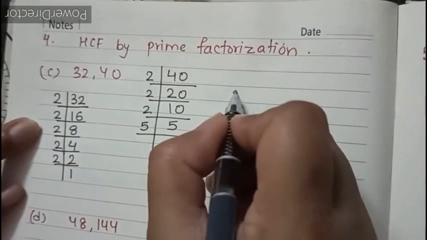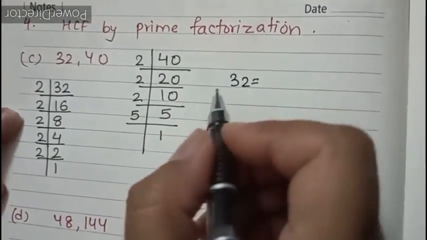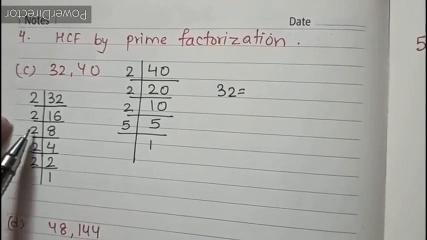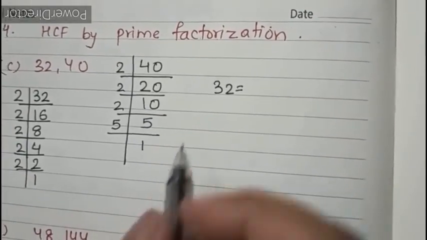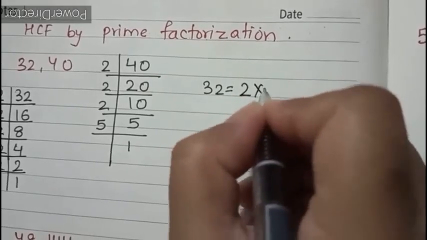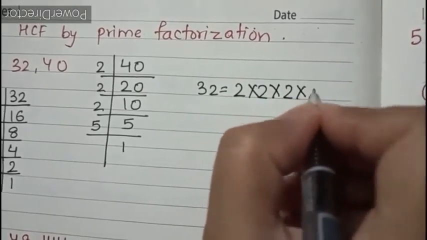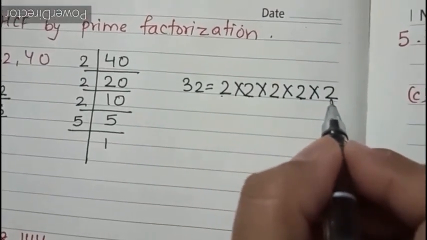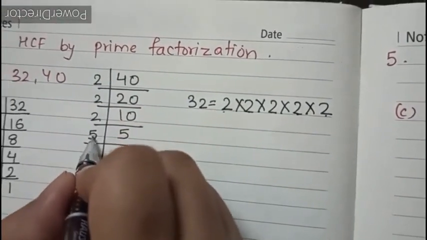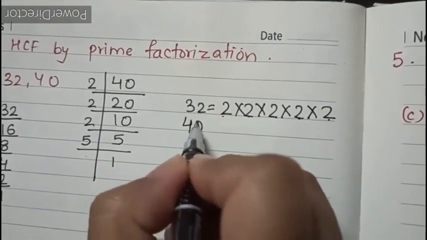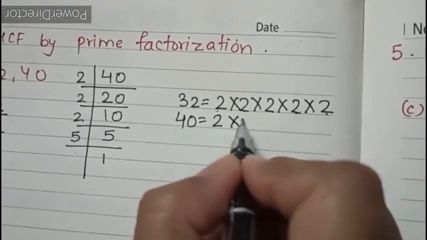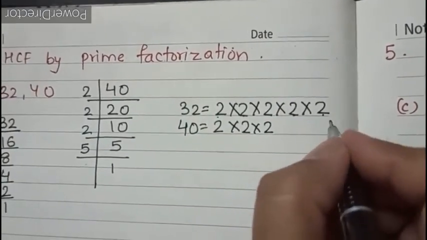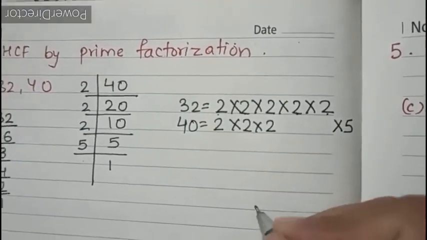So I am going to make a list of all these prime factors. Count here how many times 2 has come. 1, 2, 3, 4, 5. So we have written it 5 times. Now similarly we will make a list of prime factors of 40 also. 2, 2, 2. And because we don't see any 5 over here, we will write 5 at the end.